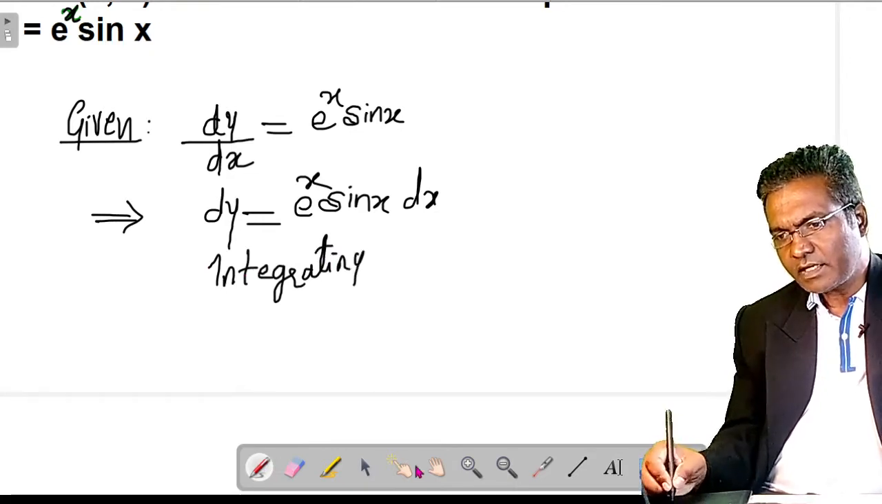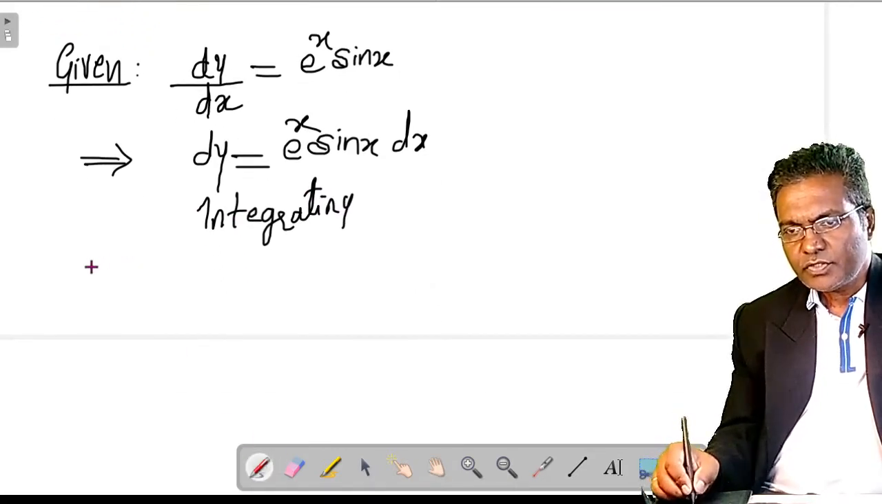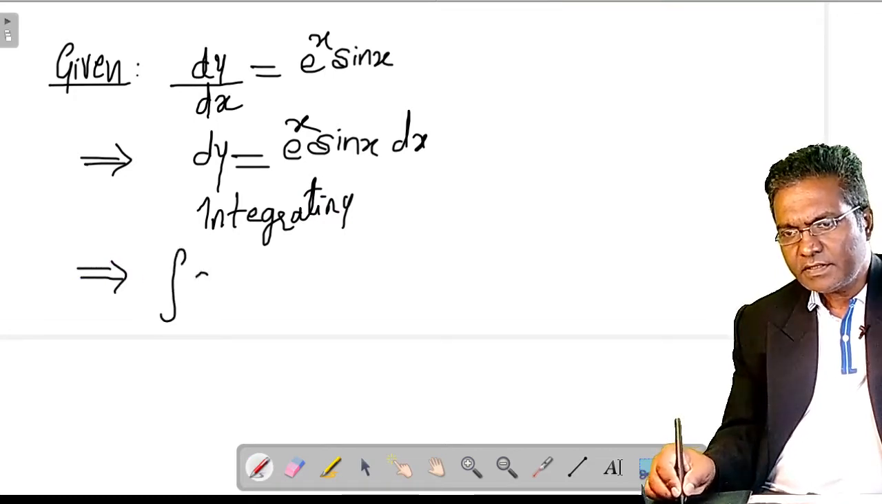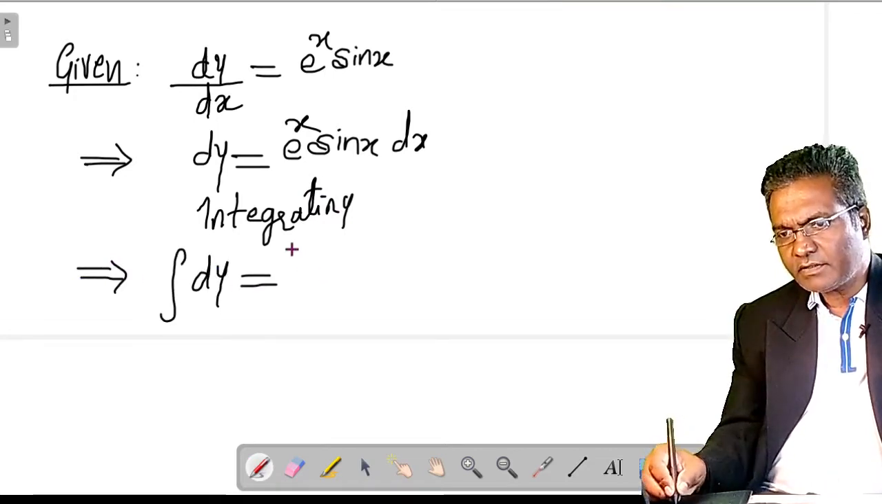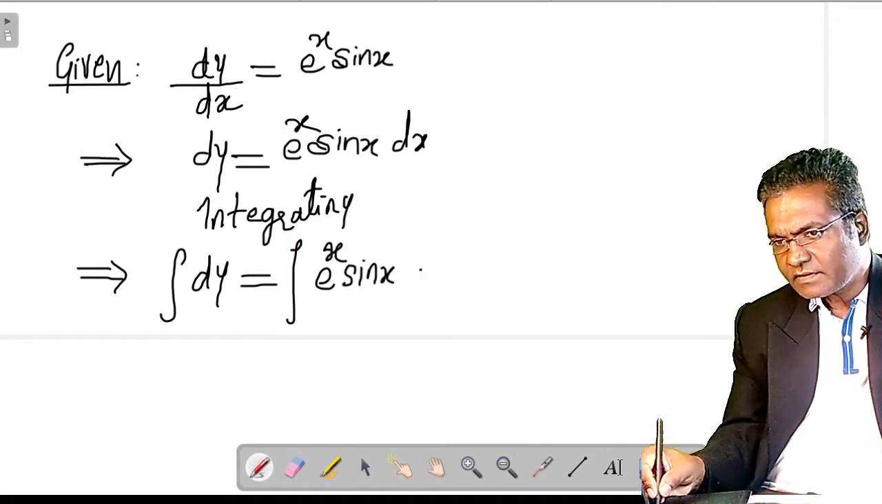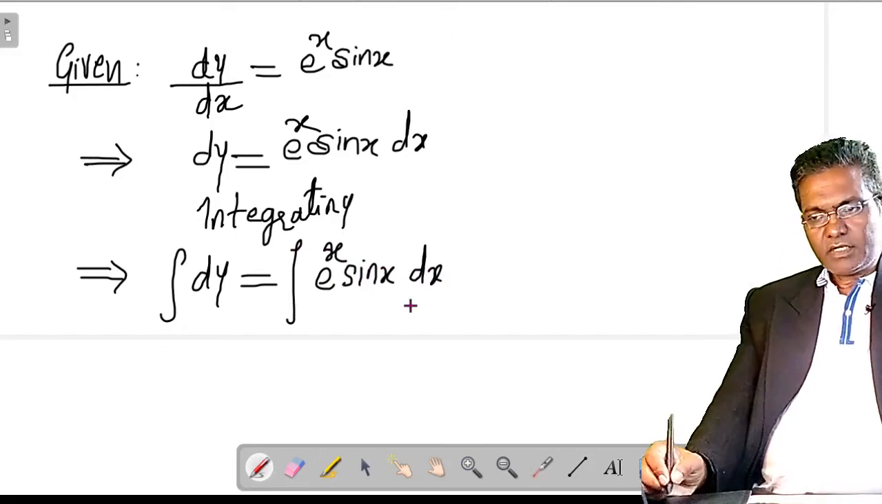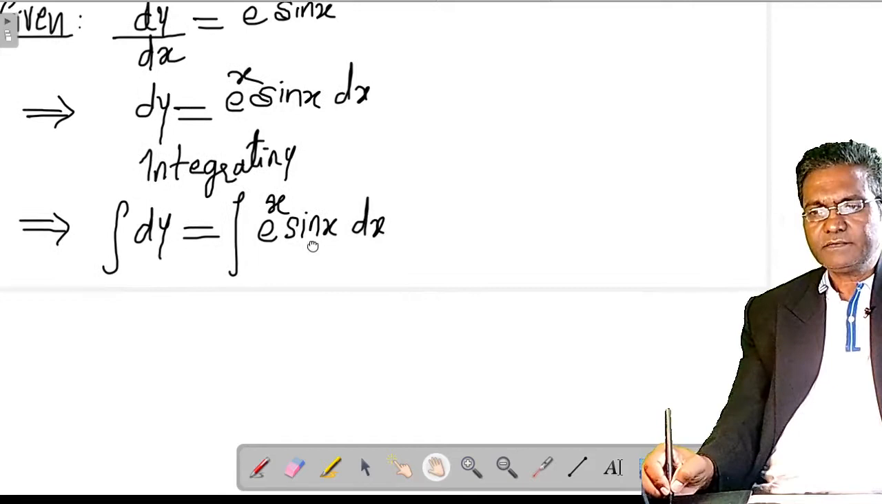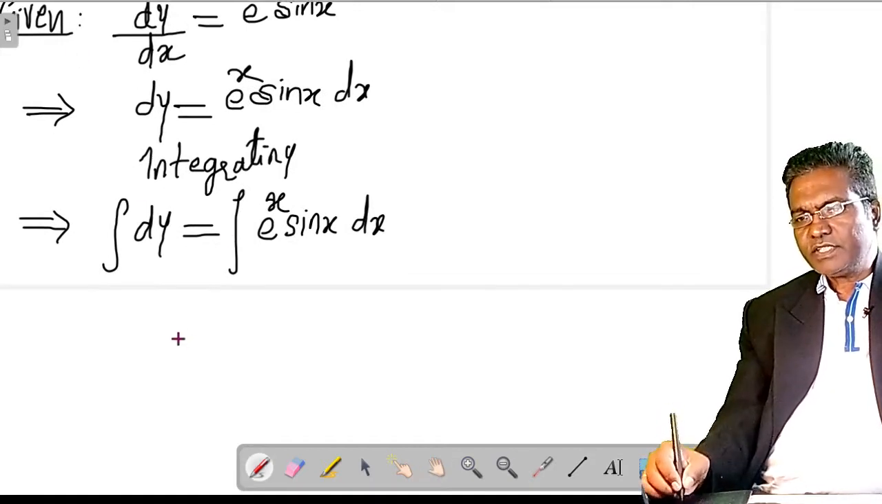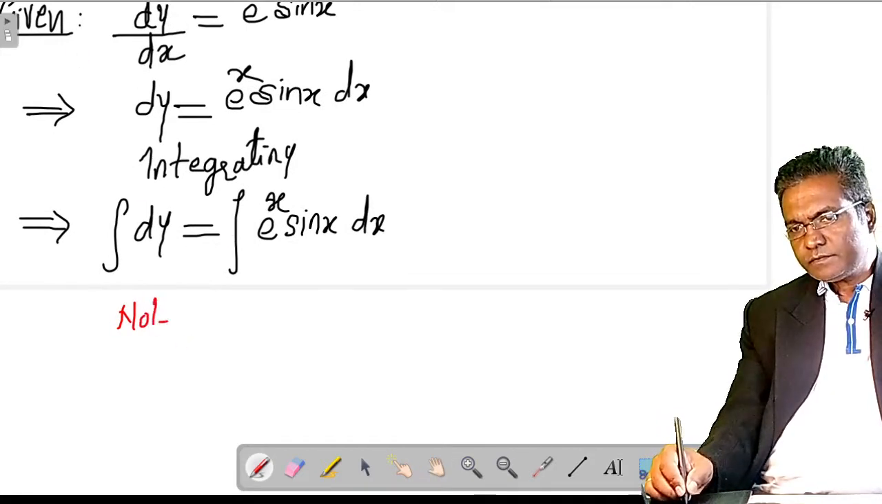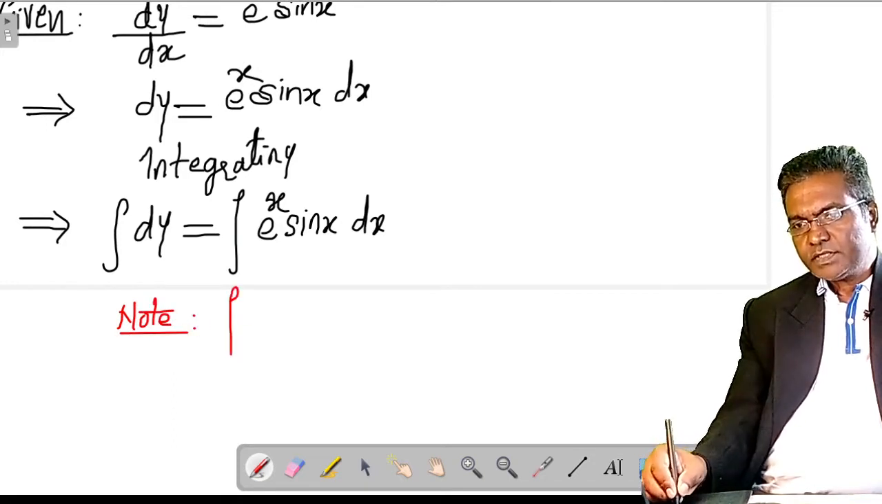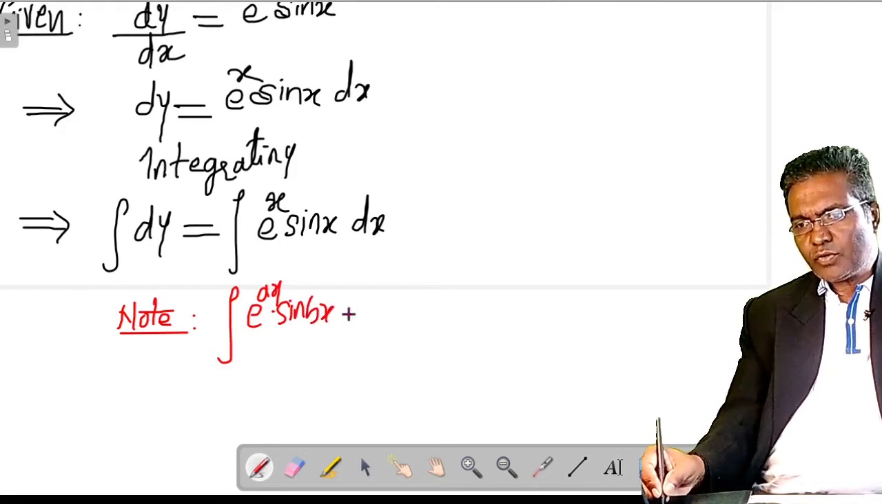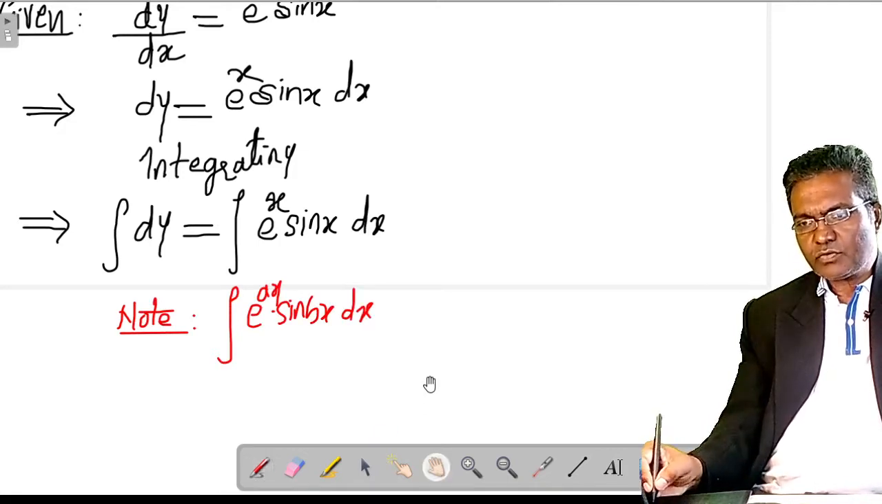Okay. So this implies integration of dy is equal to integration of e power x into sin x dx. Now you must know how to integrate this. That's the direct way. Note down this: integration of e power ax into sin bx. Those who know this can do it. Otherwise, no, you can't.